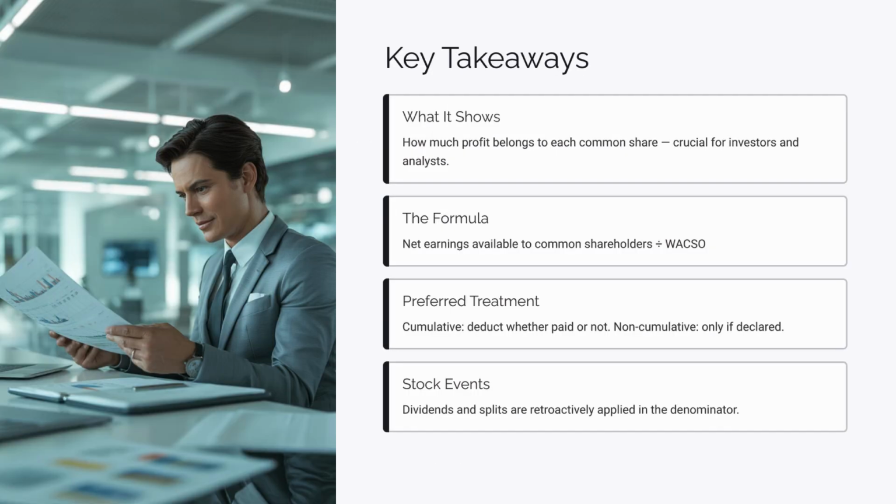Let's recap everything we covered. EPS shows how much profit belongs to each common share. It's crucial for investors and analysts tracking profitability. The calculation follows: net earnings available to common shareholders divided by WACSO. Cumulative preferred dividends are deducted whether paid or not, non-cumulative ones only if declared. Stock dividends and splits are retroactively applied in the denominator. And that's the foundation for understanding IAS 33, basic earnings per share.